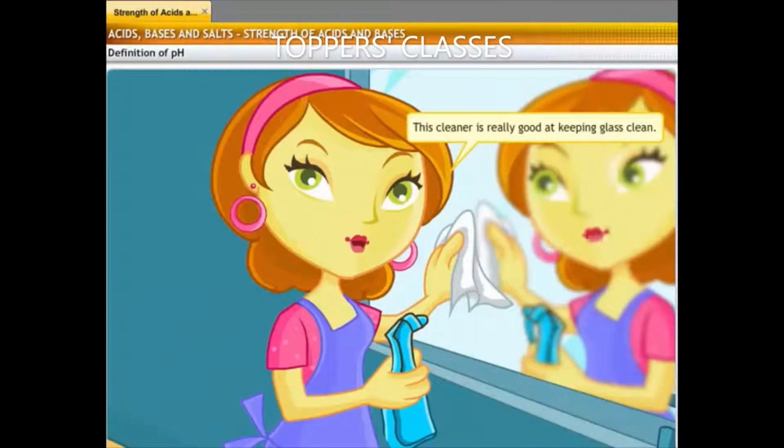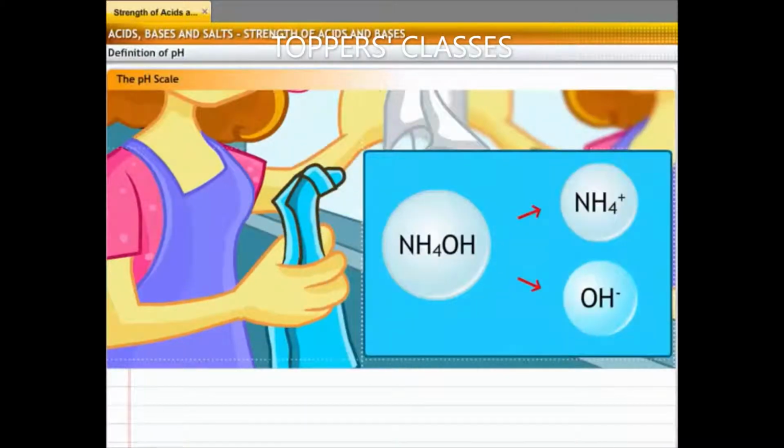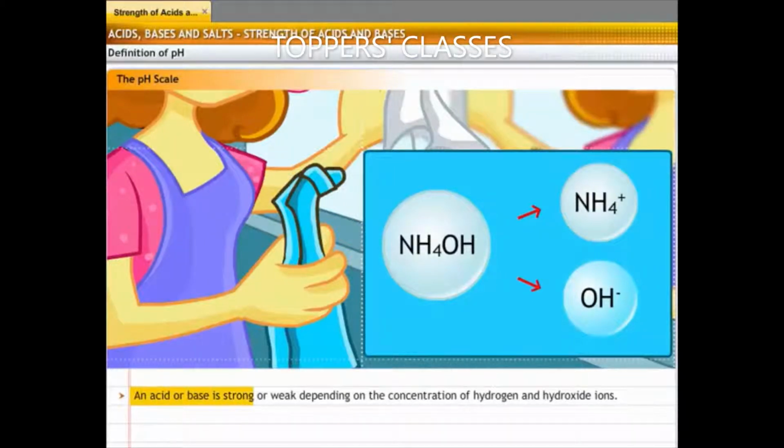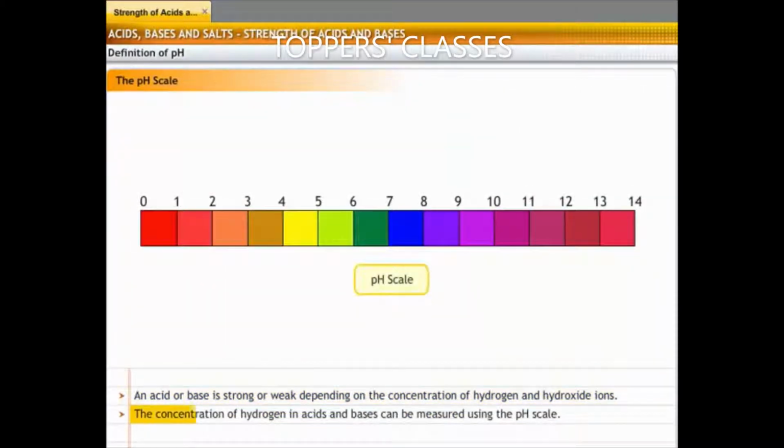This cleaner is really good at keeping glass clean. Household cleaners contain ammonium hydroxide, which is a weak base. An acid or base is considered strong or weak, depending on the concentration of hydrogen and hydroxide ions within it. This concentration or the power of hydrogen differs from substance to substance and can be measured using a scale called the pH scale.